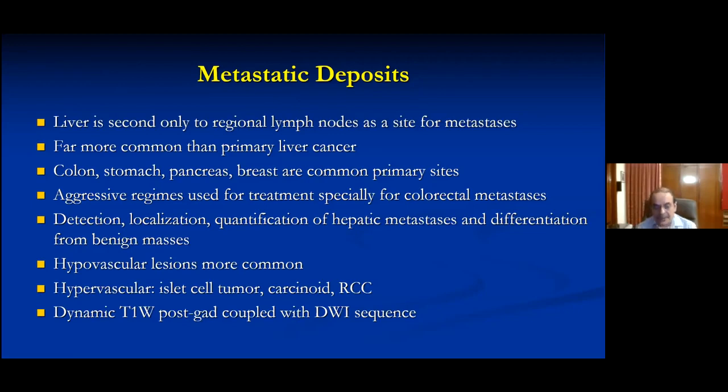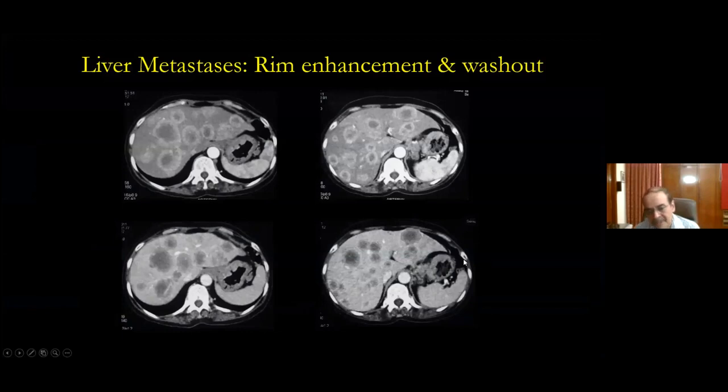There are some primaries, however, which produce hypervascular metastases. The typical examples of these are neuroendocrine tumors of the pancreas, or the GEP-NETs from the gut, like carcinoids, or renal cell carcinoma. Let's look at some typical examples.